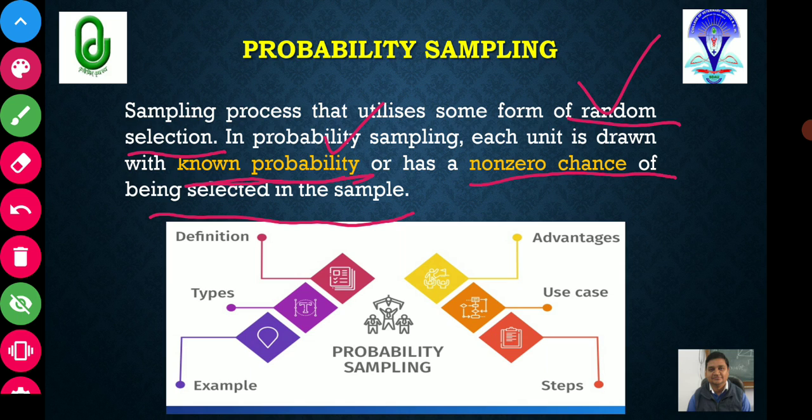So in probability sampling, each unit of the population will have certain kind of probability of getting selection. So in this probability sampling, we will be seeing different types of probability. Definition we have already seen. We will be seeing the example and what are the steps in doing this probability sampling in the next few slides.